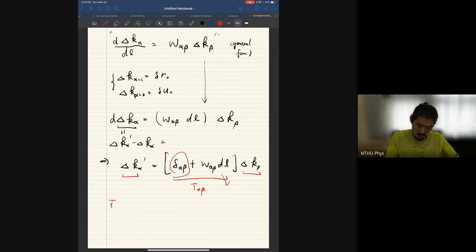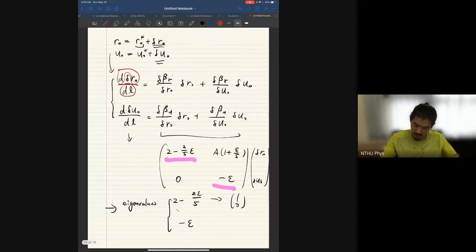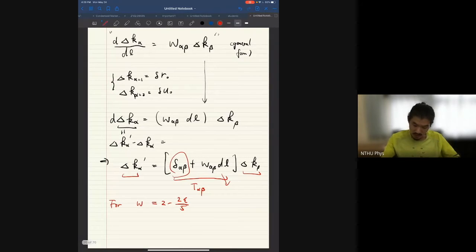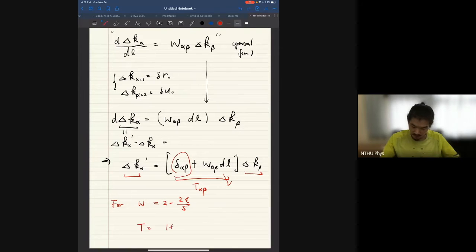So as you know, for the eigenvalue, let's suppose the eigenvalue omega is equal to 2 minus 2 epsilon divided by 5, which corresponds to this part. We know the eigenvalue of t will be, since the previous one is just the identity, 1 plus 2 minus 2 epsilon divided by 5 times dl, which we can try to exponentiate. This one is nothing but s to the 2 minus 2 epsilon divided by 5, because we called s the exponential of dl. So we can expand this one, and it will be s to the power 2 minus 2 epsilon divided by 5.